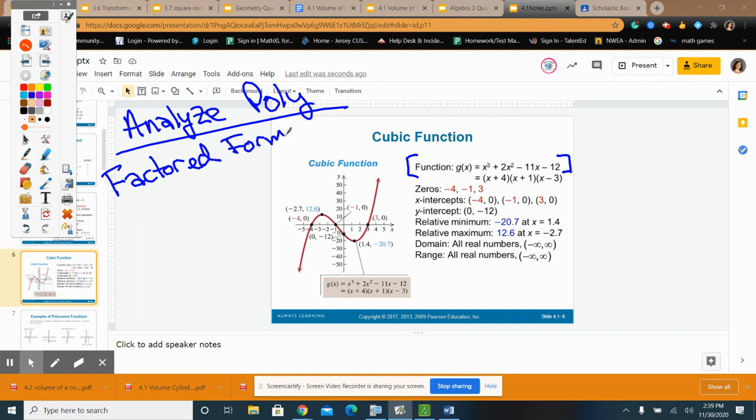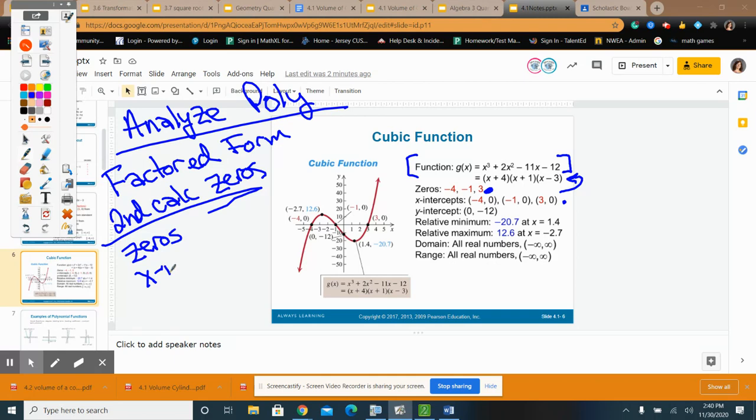If you don't know how to factor, you could see if your calculator can help you. You could do second, calculate zeros, and find the zeros first, and then write the factors after. X-intercepts, you can also get from your calculator, second calculate zeros, because that tells you your zeros and your x-intercepts. The y-intercept comes from the constant still.